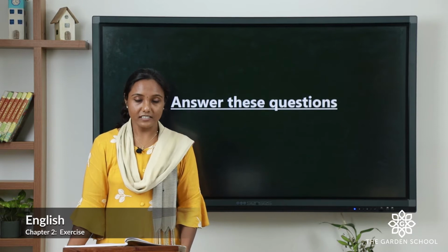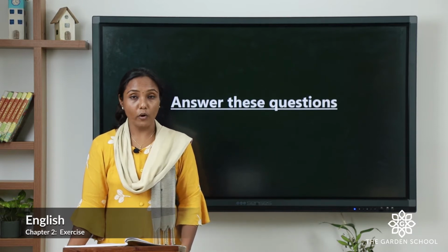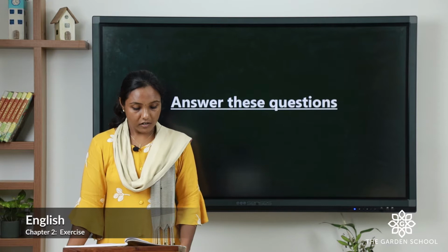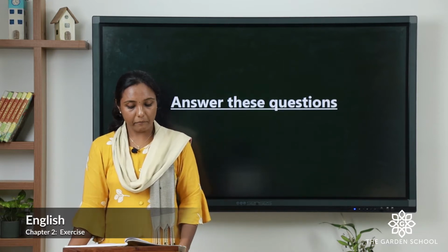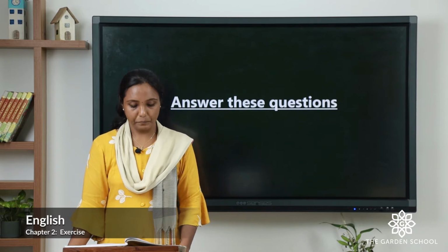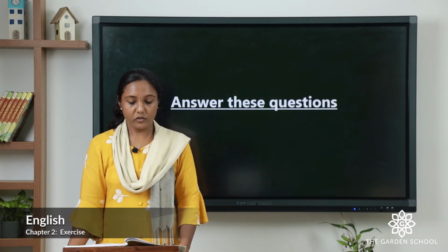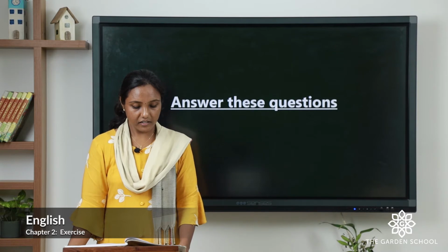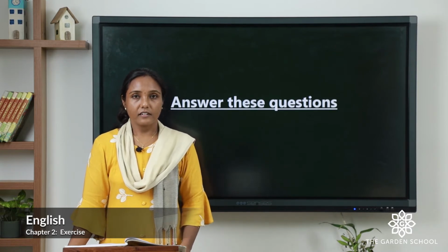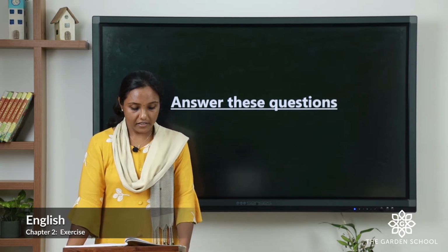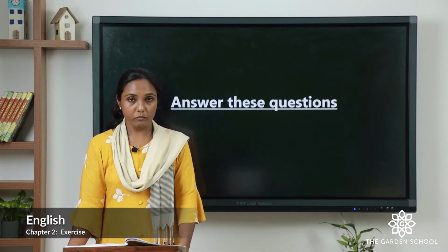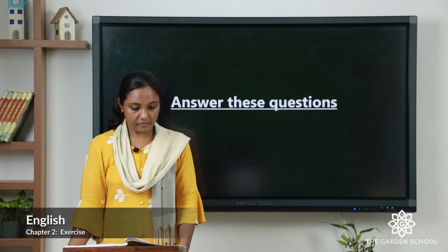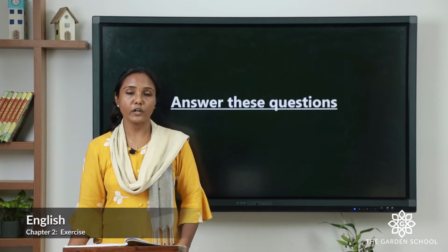The first sentence, the family in the poem is a, options: root family, loving family, joint family. So children, you tick the correct answer. Let's see the next one. The family members sing and dance in the, options: bedroom, kitchen, or living room.